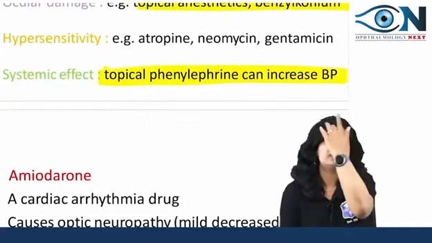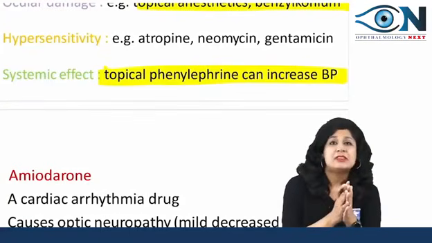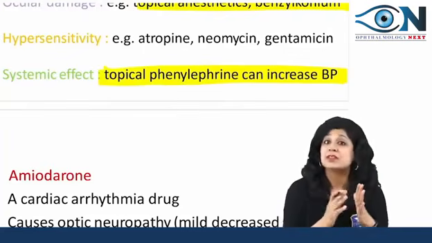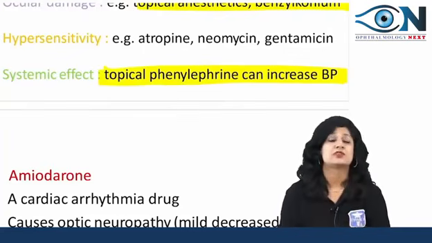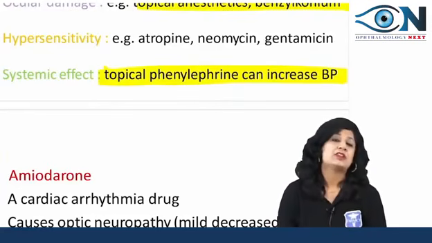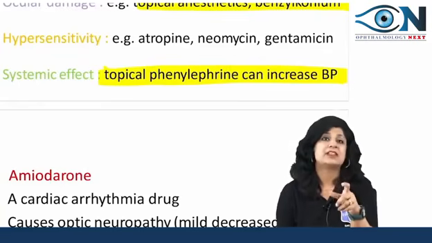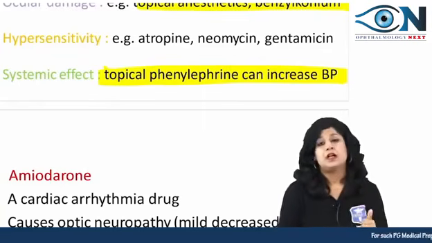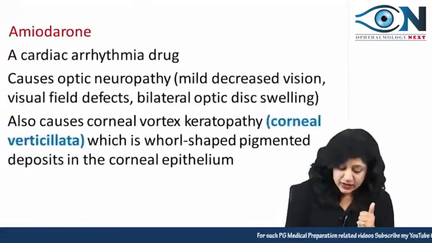So no. Most of the time we think that a topical drug will not have any effect on systemic hypertension, but this is one drug which is a severe vasoconstrictor, and that is why, if you remember, I told you this in refraction also, that if a person has systemic hypertension, don't give phenylephrine, we give only tropicamide. Then talking about amiodarone.